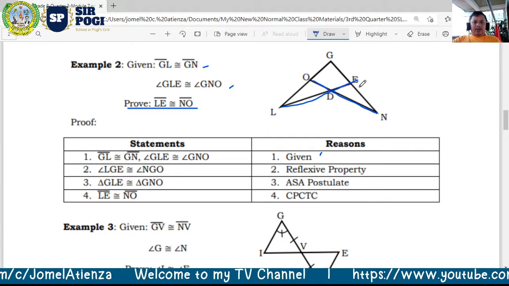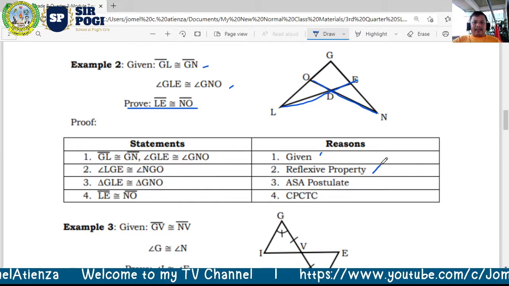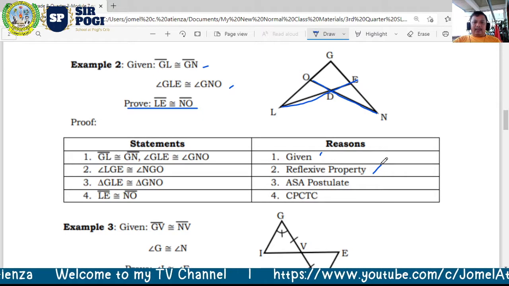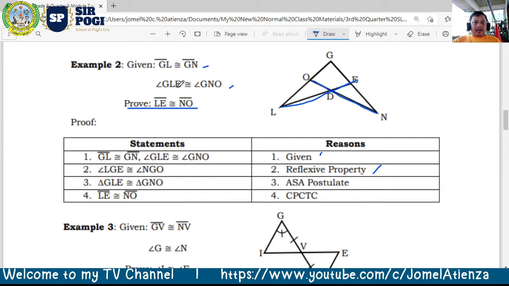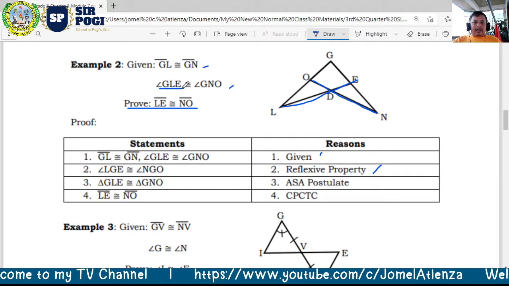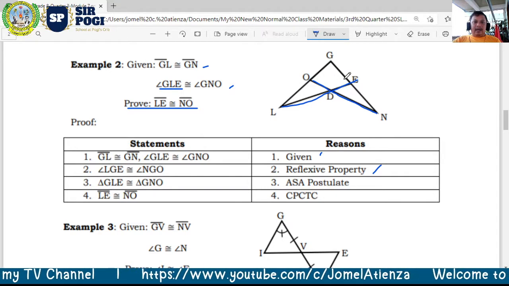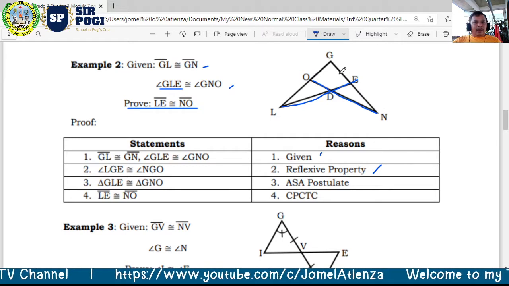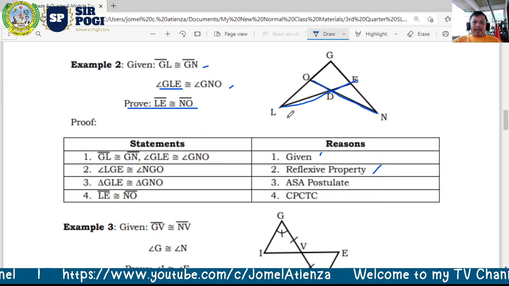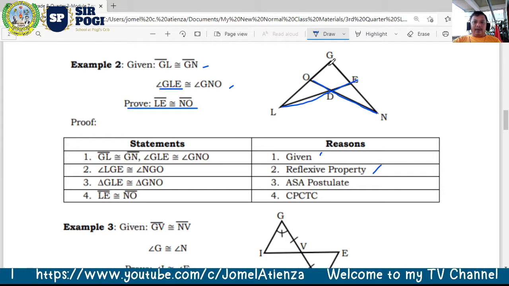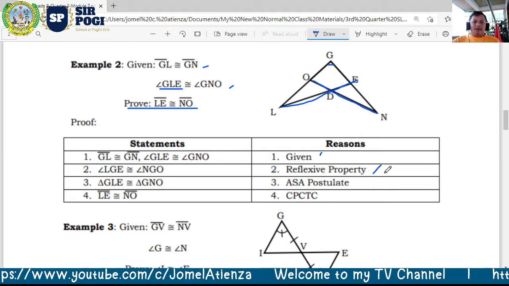GE, which is congruent to NGO. So that is the reflexive property. Bakit siya naging reflexive? Kasi ito ang ating ito kanina, GLE, di ba? Ito yung GLE. And then, we have GNO. So, ngayon, binaligtad lang natin. LGE. So, yun pa rin naman yon, di ba? Yun pa rin yung angle. So, that is the reflexive property.